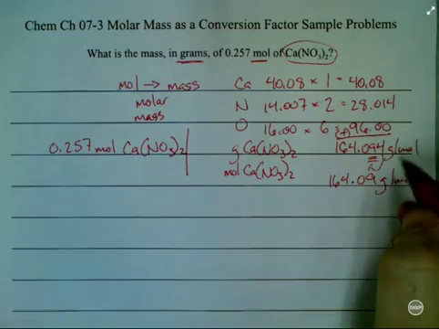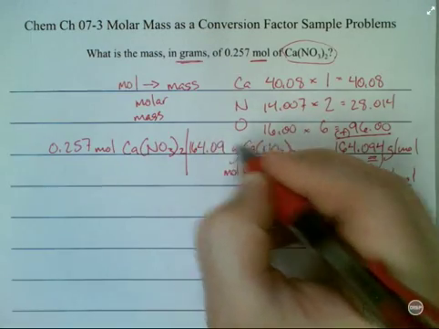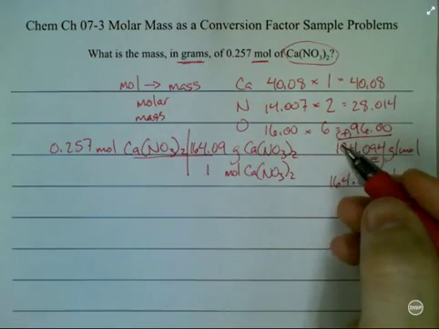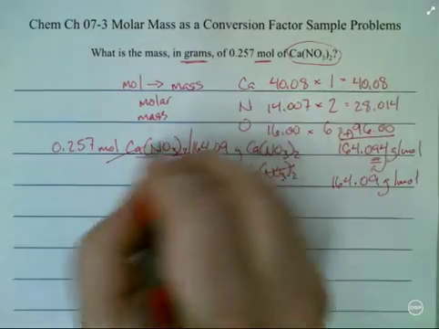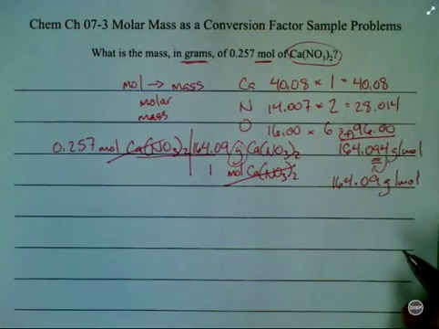And then now to plug in the values. How many grams? 164.09. How many moles? 1 mole. And now I'm ready to actually punch this into my calculator. Those moles cancel, leaving grams as the only unit left. I know I am on the right track.